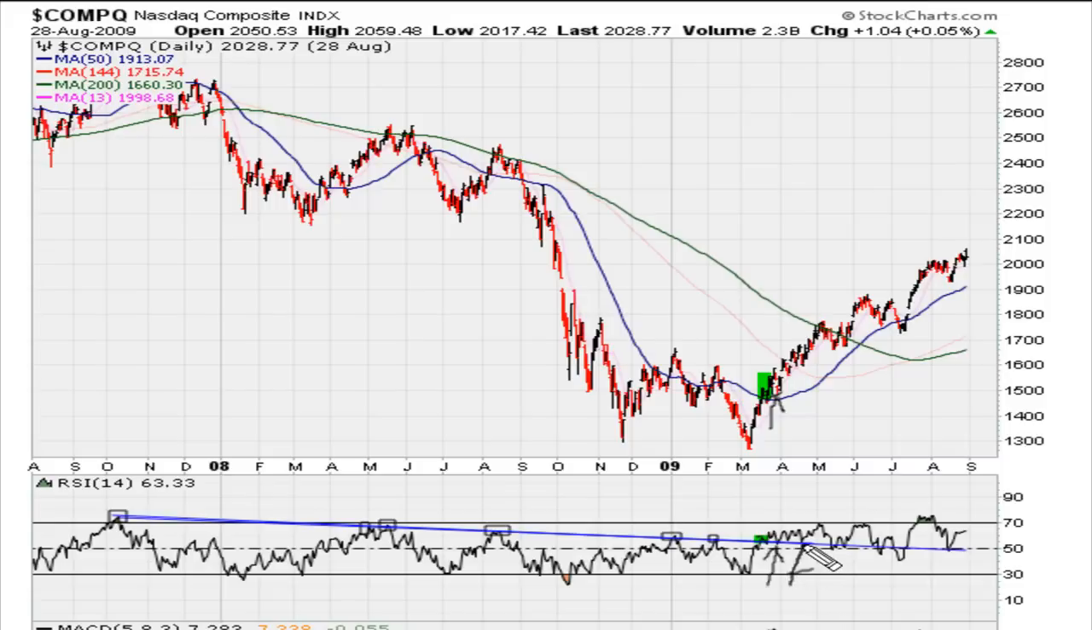Everybody was scared to go long. Support at the line here, which is these lows, perfect entry for a nice move. Double bottom support here, double bottom support, which is these lows there, perfect entry.